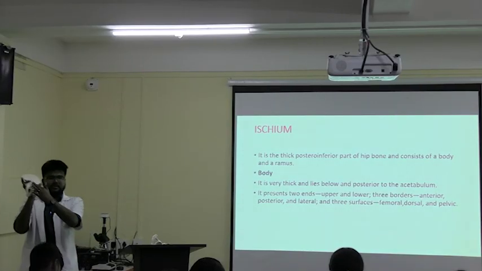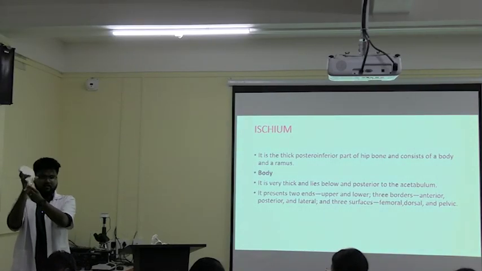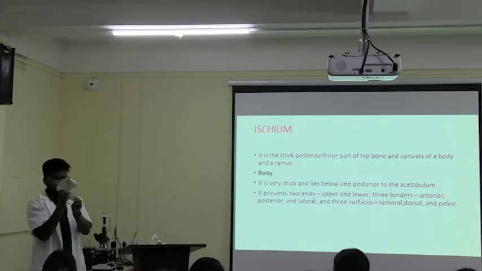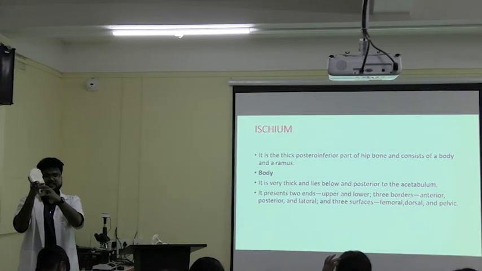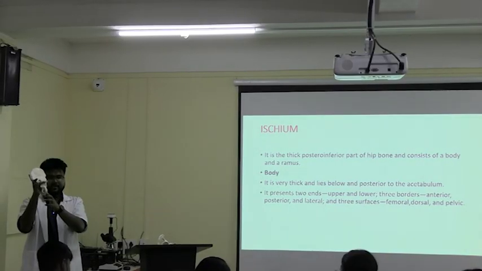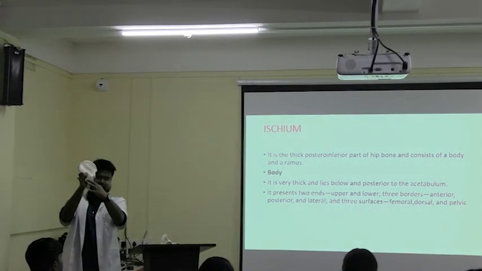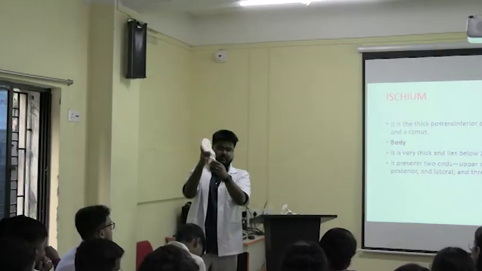You can see this is the acetabulum, and this is posterior to the acetabulum. In the body part you can see there are two ends: one is the upper end, another is the lower end. So this is the upper end and this is the lower end.